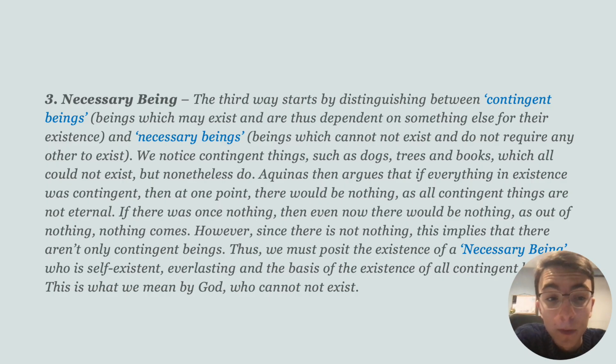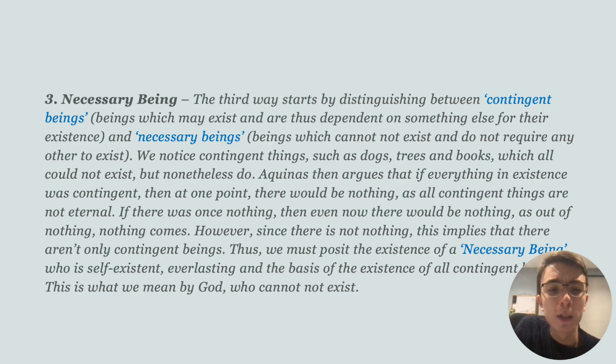It may not be. Necessary beings, on the other hand, if there are any, are beings which have to exist of necessity. They cannot not exist, in other words. So they do not require another to exist, and they're not dependent or contingent on other beings for their existence. They just exist. They have to. So Aquinas thinks, well, hang on a minute. Imagine if everything was contingent. Imagine if everything could not be.